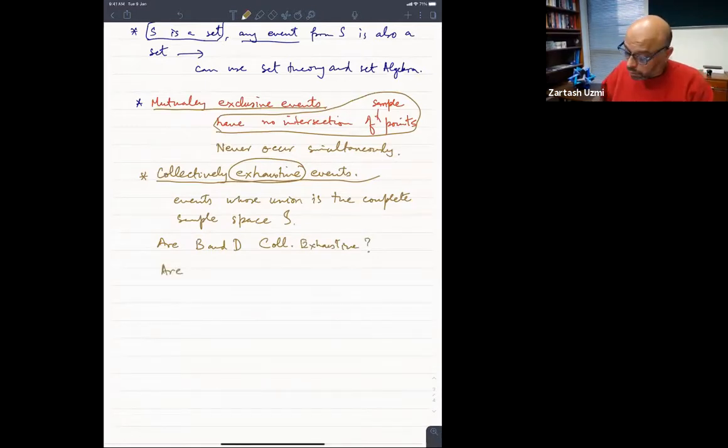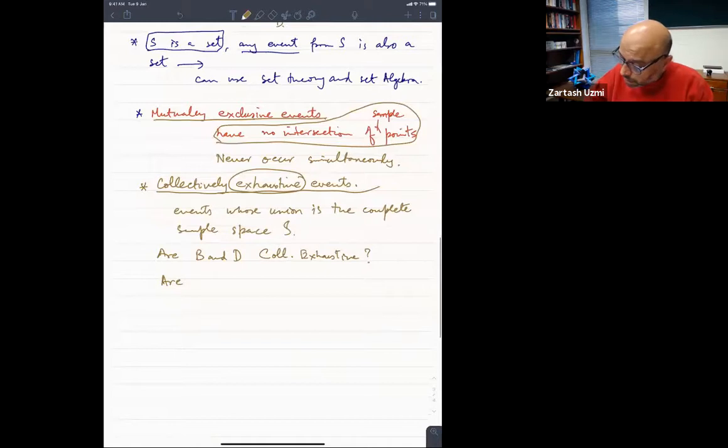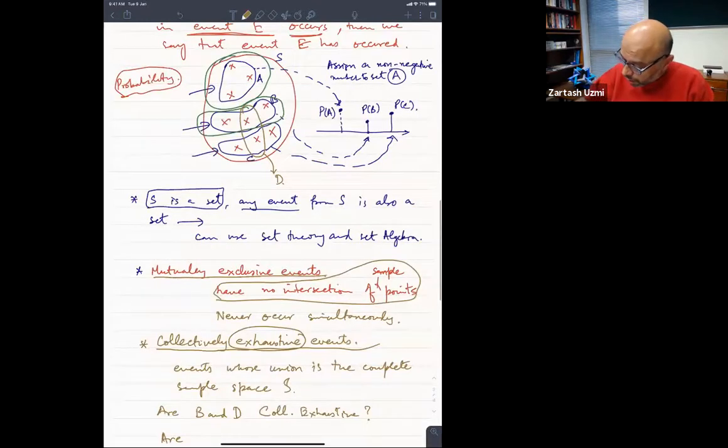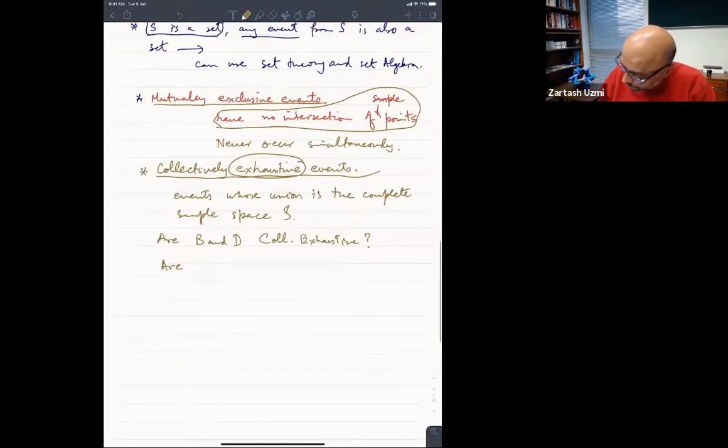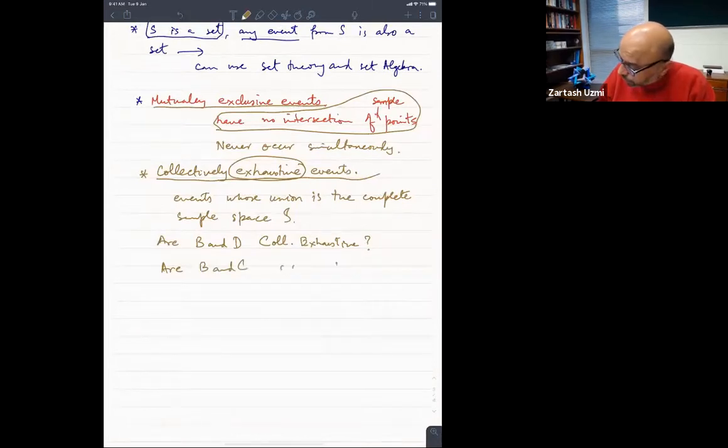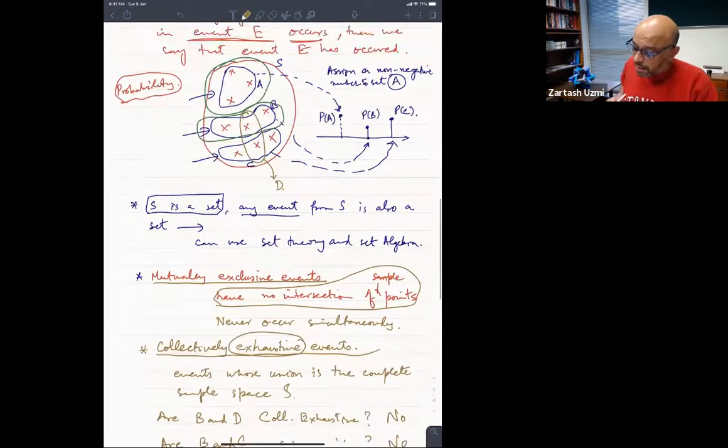No, of course not. A, B, and D are not collectively exhaustive. Are B and C collectively exhaustive? No, no, and no. Are A, B, and D collectively exhaustive? I'll show you the picture. A, B, and D, are they collectively exhaustive? No, they are not collectively exhaustive.